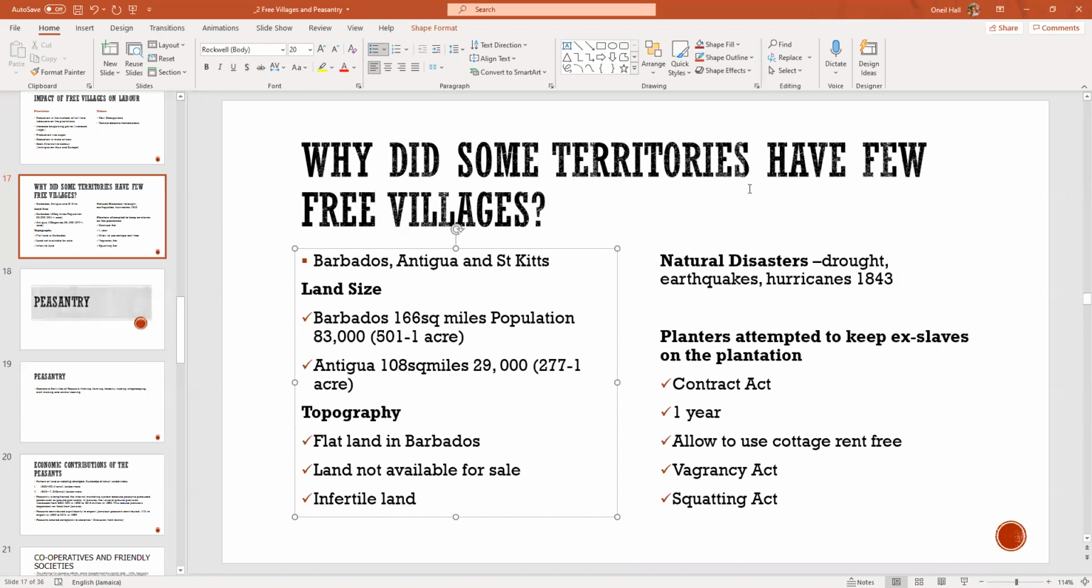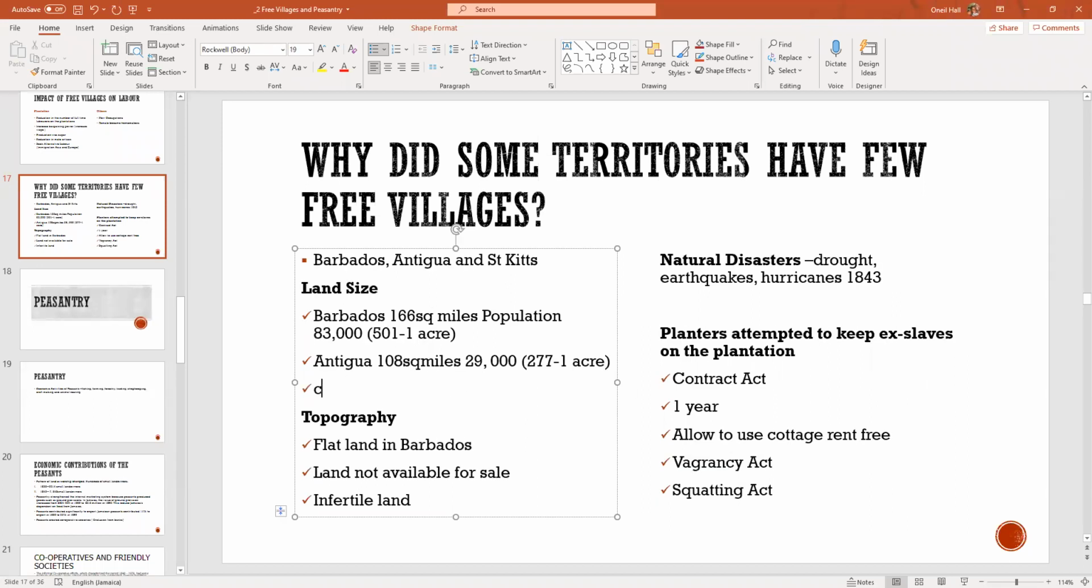Topography is another. And then there's the frequency of natural disasters that prevented people from venturing out to establish their own free villages. And we can't ignore the cost of land. Land was very expensive in places like Barbados, where the cost of land increased from £60 to £300. So it was very expensive and people could not buy. Even if you pooled your money together, it was very difficult for them to purchase land.